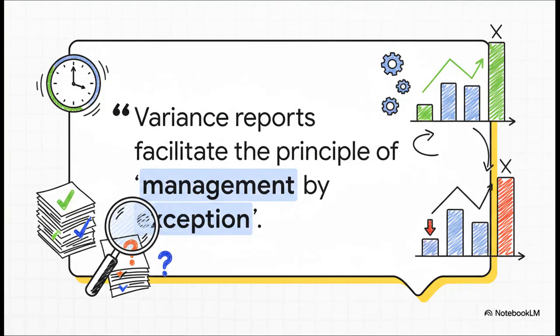And that brings us right back to that idea I mentioned earlier, management by exception. Think about it. A manager is crazy busy. They can't possibly keep an eye on every single thing happening every single second. What variance reports do is act like a spotlight. They let the manager completely ignore all the stuff that's running smoothly, just as planned, and shine a bright light only on the things that are out of whack, the big problems, or maybe even the big unexpected wins.